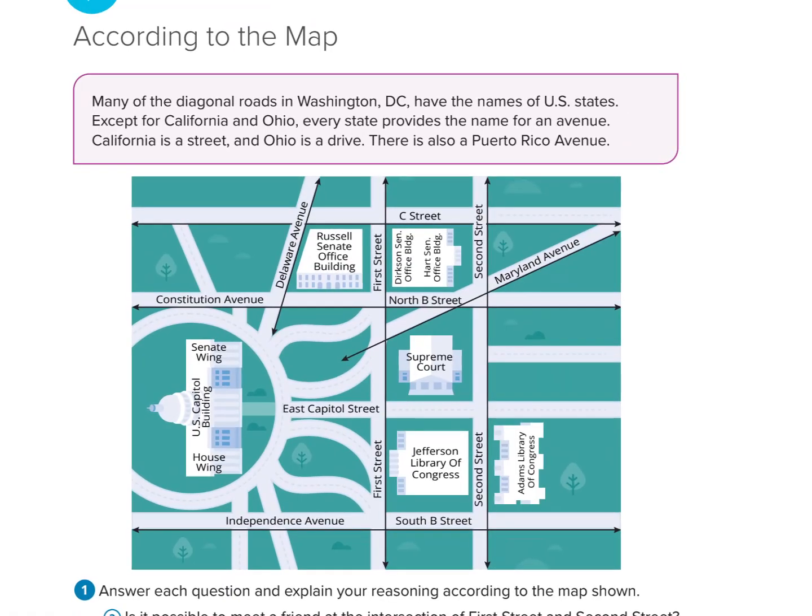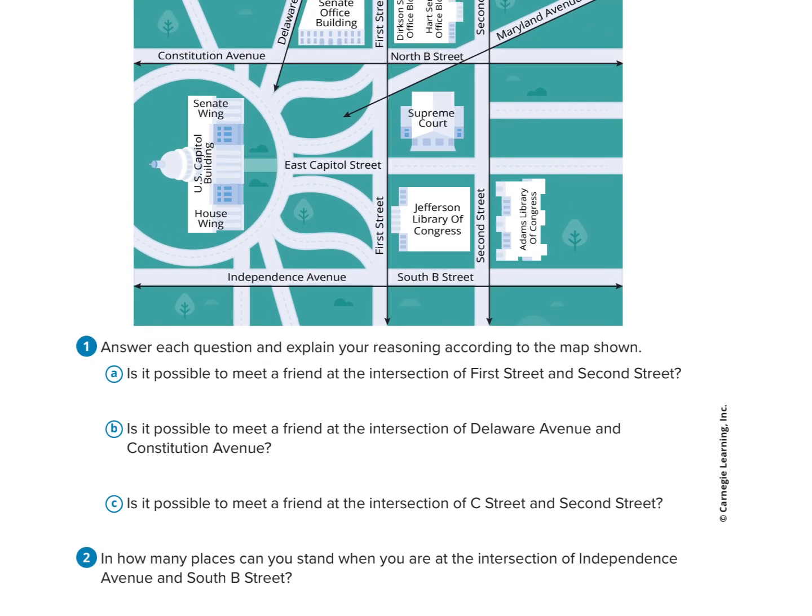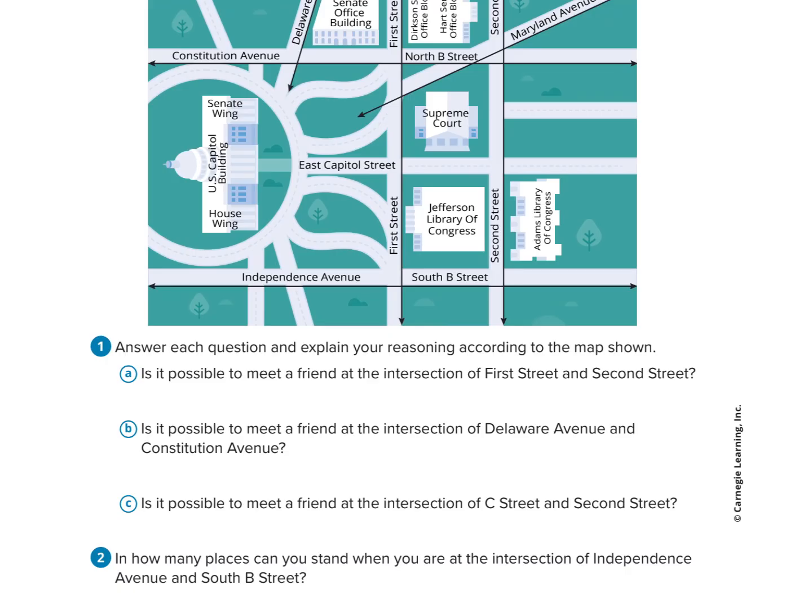Here we have kind of a real-world example of this. So in the red here, it says, many of the diagonal roads in Washington, D.C. have the names of U.S. states. Except for California and Ohio, every state provides the name for an avenue. California is a street and Ohio is a drive. There is also a Puerto Rico avenue. So then at the bottom here, we're asked some questions about the map. So number 1, answer each question and explain your reasoning according to the map shown.